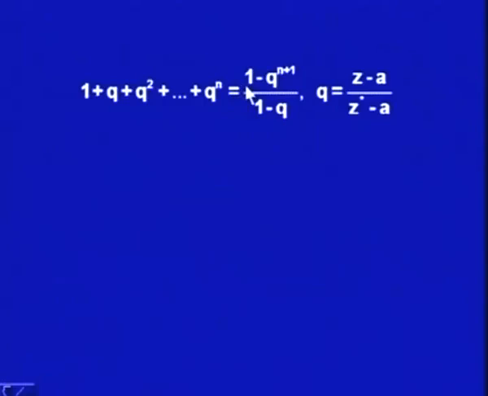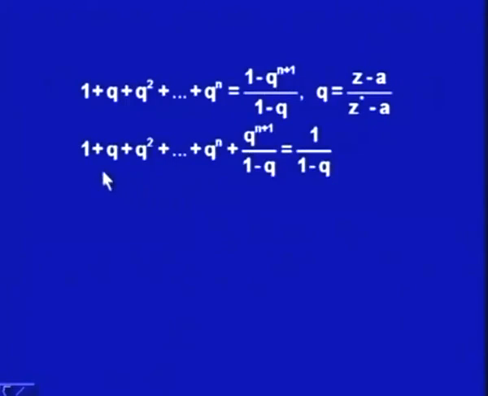We know that this sum is equal to (1 minus q raised to power n plus 1) over (1 minus q), q being (z minus a) divided by (z* minus a). So, if I take this term on the other side, then 1 plus q plus q square up to q^n plus this term is equal to 1 over (1 minus q).